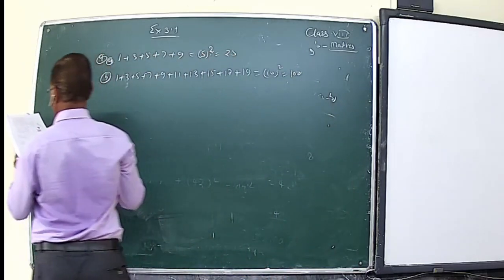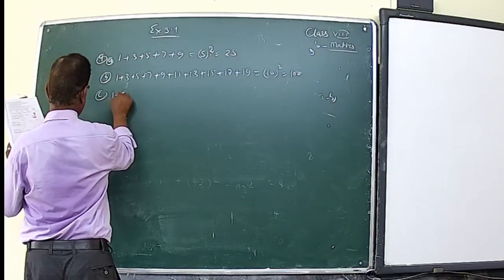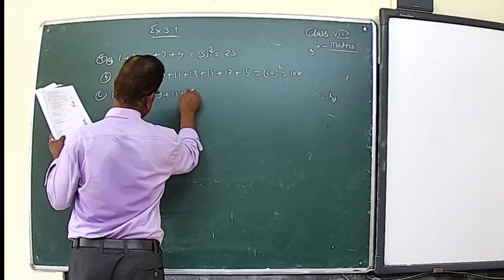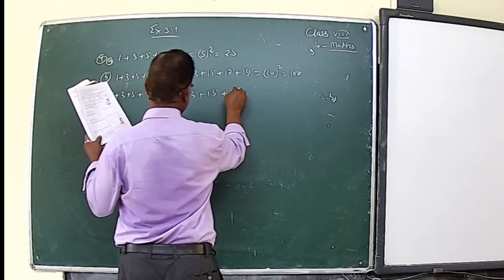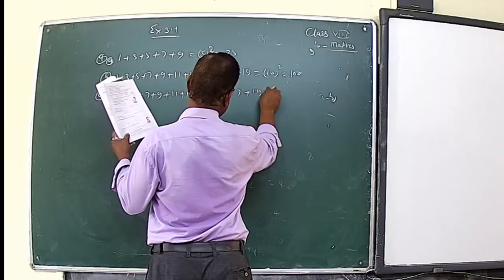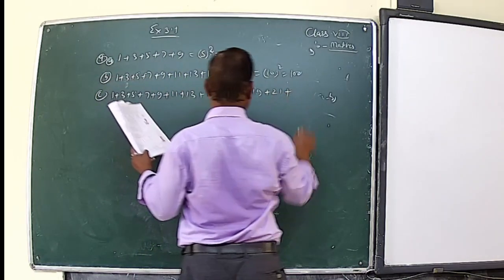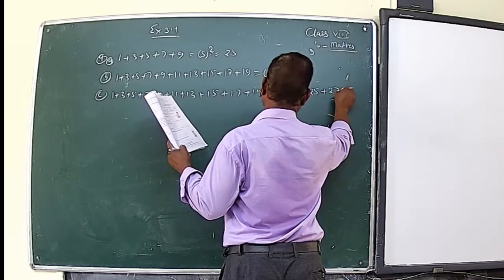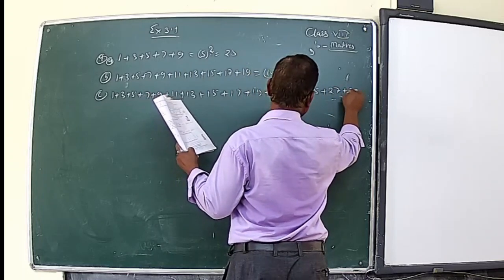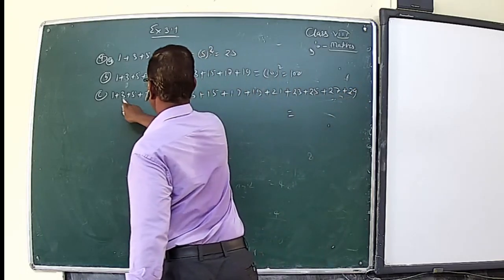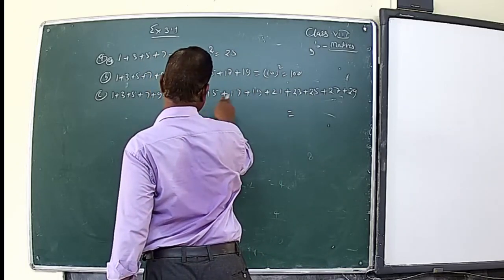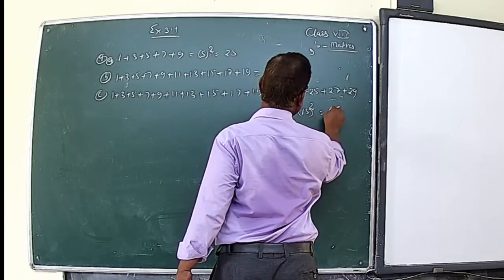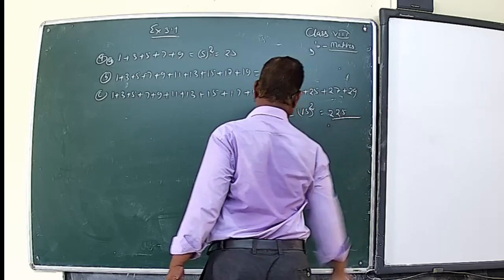And C is given: 1 plus 3 plus 5 plus 7 plus 9 plus 11 plus 13 plus 15 plus 17 plus 19 plus 21 plus 23 plus 25 plus 27 plus 29. The count is 1, 2, 3, 4, 5, 6, 7, 8, 9, 10, 11, 12, 13, 14, 15, so 15 squared is equal to 225.